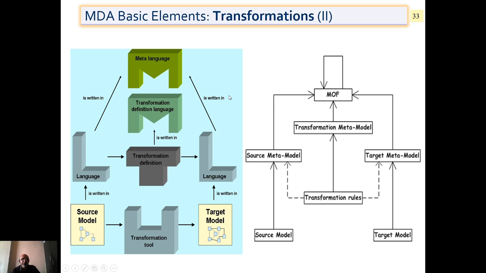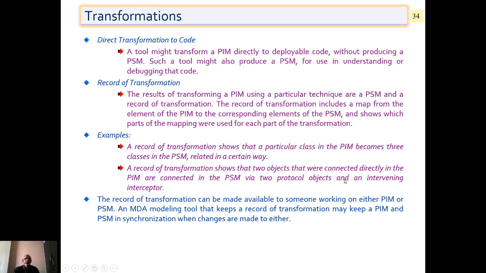How beautiful it is, okay? So a meta language must be there, which is interpretable, or should take you from source model to target model with the help of TDL and transformation definition. Alright. Going next is types of transformation.